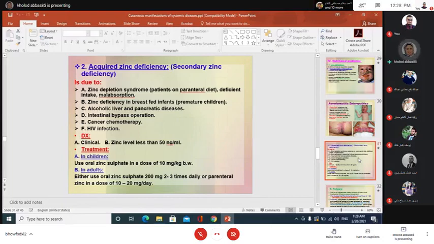The diagnosis, as we said, is clinical. The patient presents with multiple erosions on the hands, around the mouth, and around the genitalia, then a dermatitis-like or psoriasis-like picture. When we measure the zinc level, we see less than 15 nanogram per ml. This proves the diagnosis. Treatment usually uses oral zinc sulfate at a dose of 10 milligram per kg, or for an adult 20 milligram two to three times per day. There is usually a dramatic response.